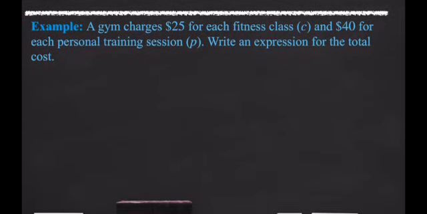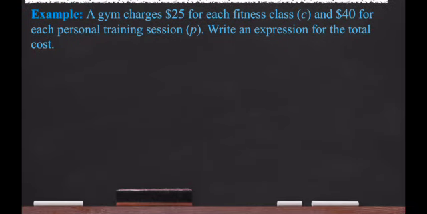So we are going to do this quick example. We're going to be able to write an expression. A gym charges $25 for each fitness class. We're going to call that class C. We're going to use C for that because we're talking about a class. We could have used F for fitness, but we're going to use C in this case. And $40 for each personal training session. We're going to call that P because that's for the personal training session. Write an expression for the total cost.